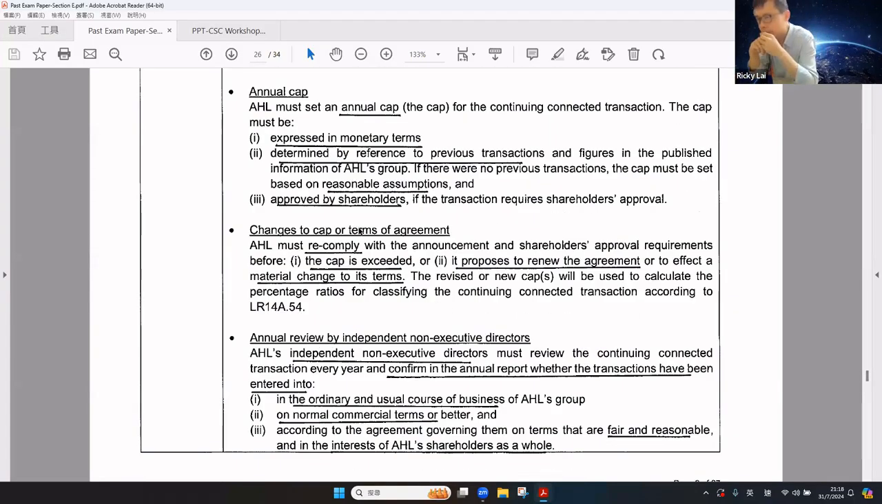Another one is a change to the cap or term of the agreement. The listed company must comply with the announcement and shareholder approval requirements before the cap is exceeded or before it renews the agreement or effects a material change to its terms. The revised or new cap will be used to calculate the percentage ratio for classifying the CCT.